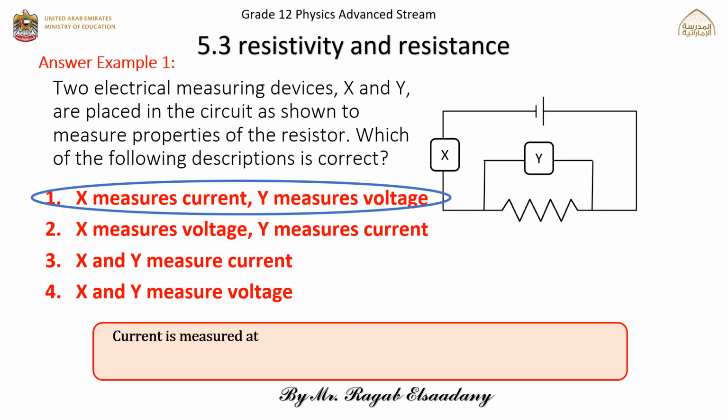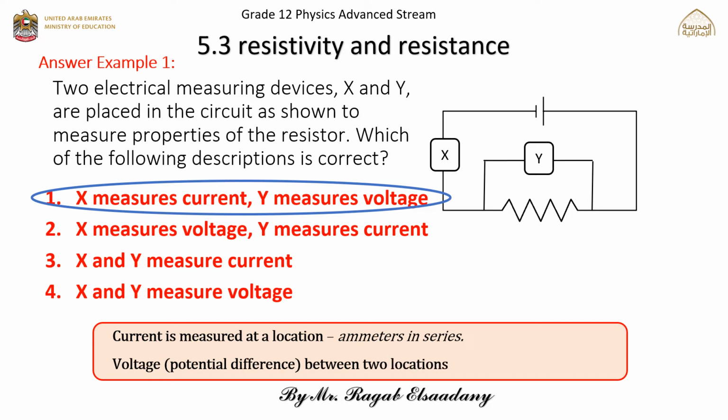Current is measured at a location, so ammeters are placed in series. Voltage is the potential difference between two locations, so voltmeters are placed in parallel.